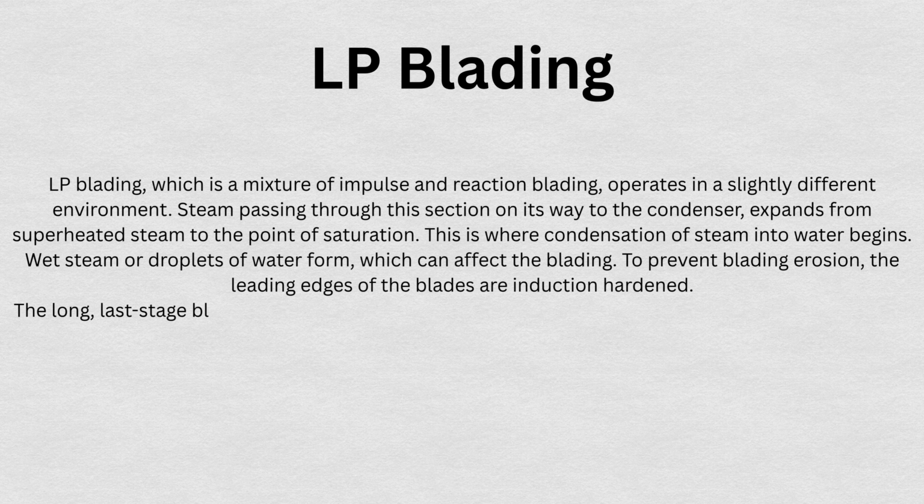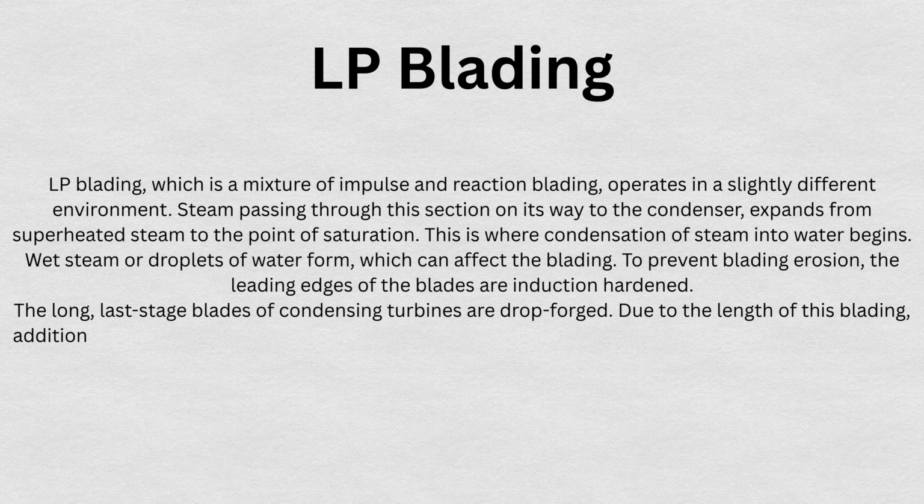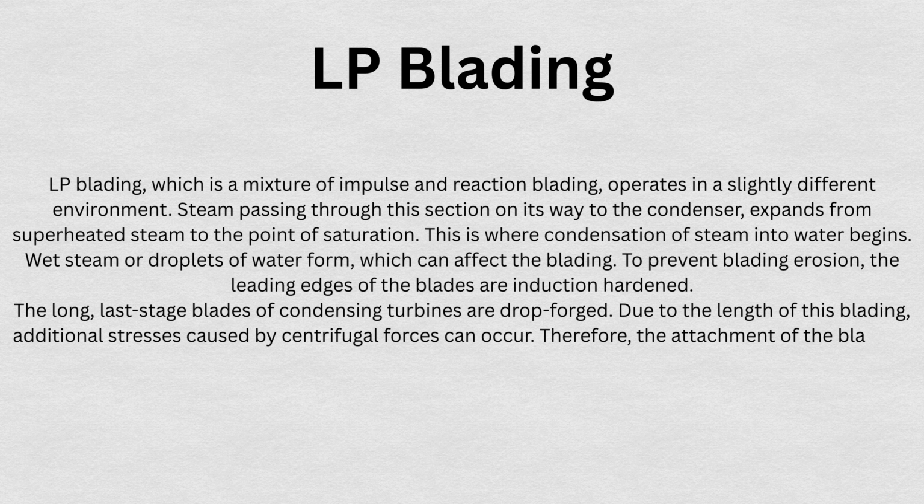To prevent blading erosion, the leading edges of the blades are induction hardened. The long, last stage blades of condensing turbines are drop forged. Due to the length of this blading, additional stresses caused by centrifugal forces can occur. Therefore, the attachment of the blade to the rotor may be of rhombic or fir tree design.